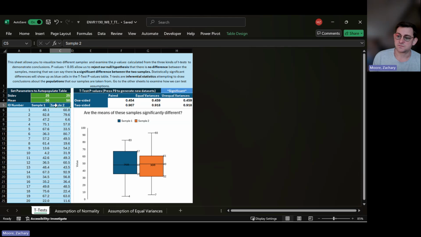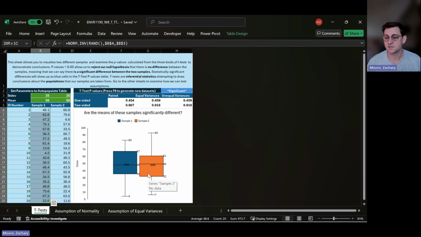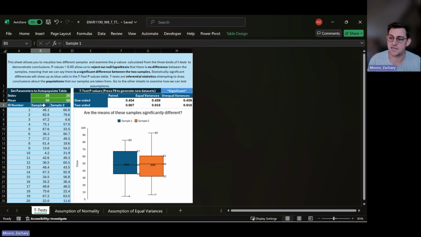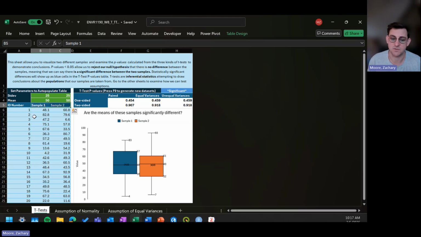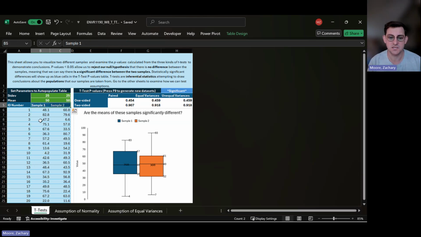T-tests are used when we have a dependent variable. So in this case, the thing that we're interested in, that is continuous. And when we have an independent variable, the thing that we think is affecting the thing that we're interested in, that is categorical. And so in this case, we have two different samples, two different populations, and we want to know that is each of these groups of our numerical values different from one another.